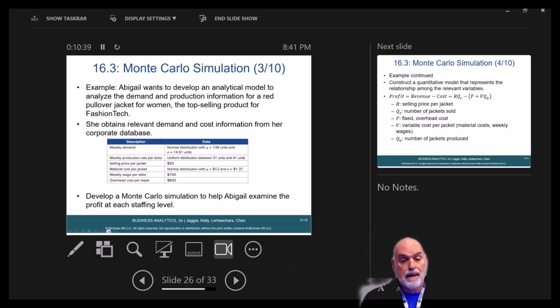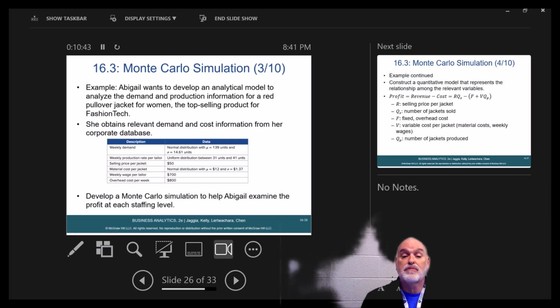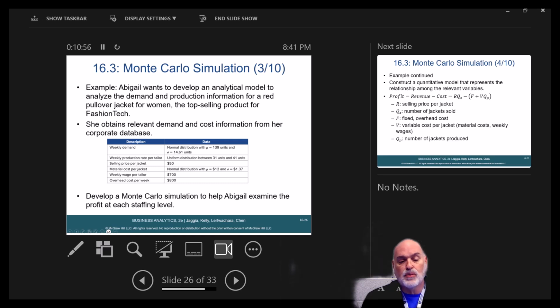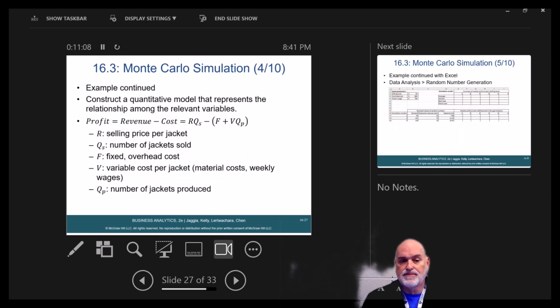Example: Abigail wants to develop an analytical model to analyze the demand and production information for a red pullover jacket for women, the top selling product for Fashion Tech. She obtains relevant demand and cost information from her corporate database. We've got the description, where we have weekly demand, weekly production rate, selling price, et cetera, and then we have the data. The task: develop a Monte Carlo simulation to help Abigail examine the profit at each staffing level.